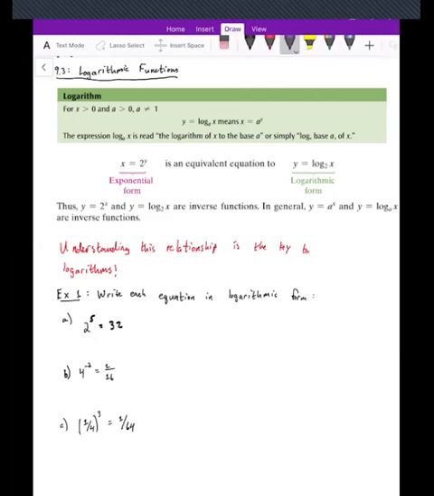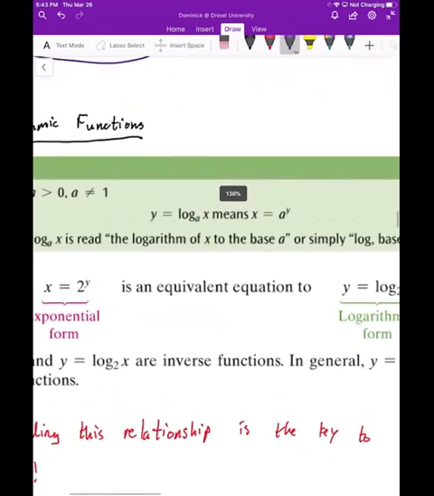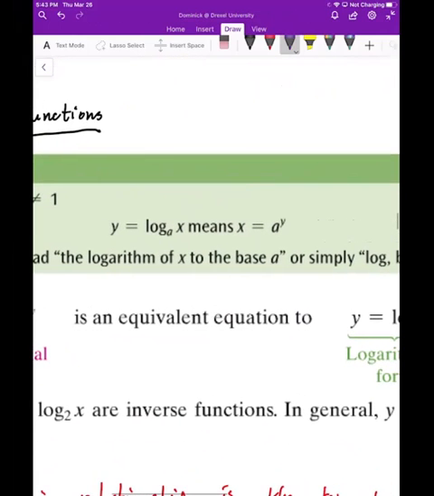Okay, guys, welcome. So today we're going to talk about logarithmic functions. Essentially what a logarithmic function is, we'll see this unfold in just a few moments here. A logarithm is the inverse function of an exponential function, right? So to start off, we have this relationship between logarithms and exponentials, right?